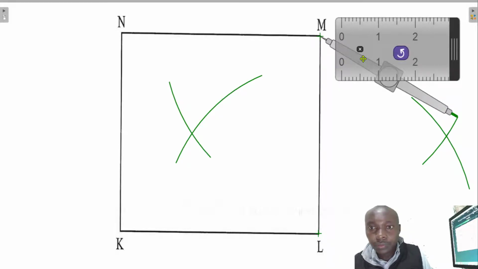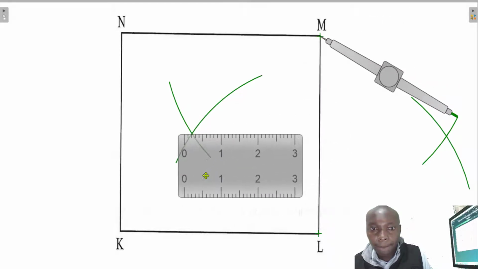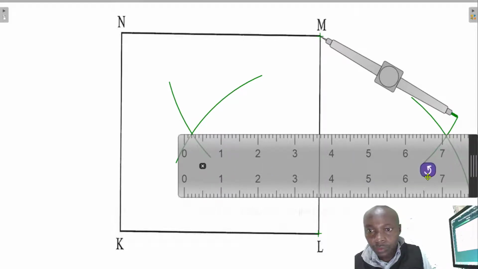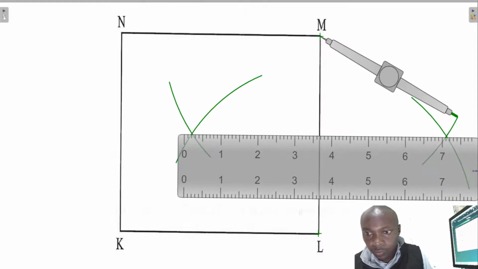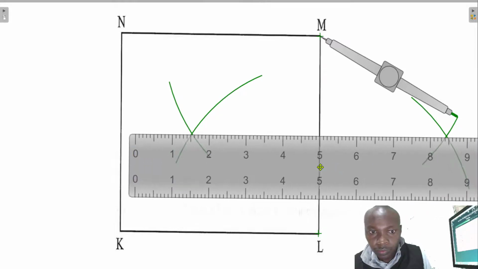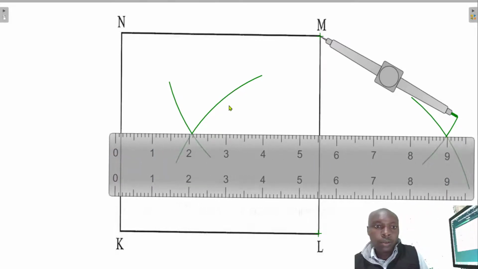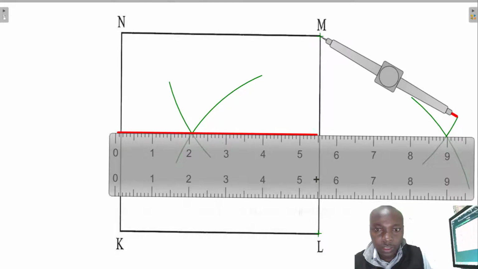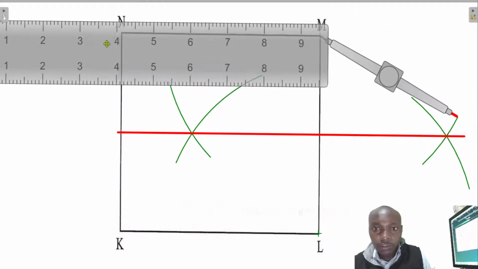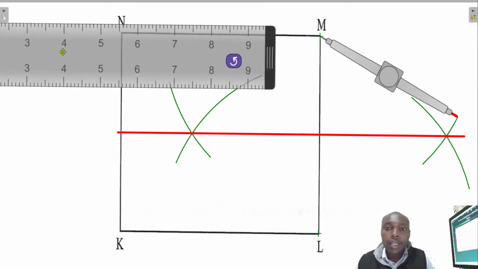So after doing that, take your ruler. Then join the two points of intersection of the 2 arcs using a straight line, and that is simply how you're supposed to construct the locus of a point equidistant from points L and M, simply the perpendicular bisector of that line.